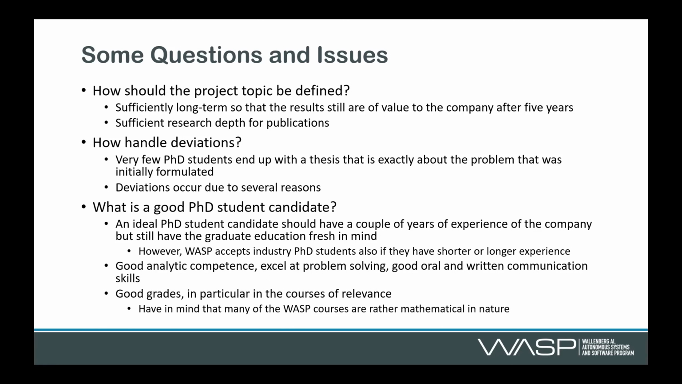What is then a good PhD student candidate? Well, as I said before, an ideal candidate should have a couple of years of experience of the company, but still have the graduate education, the master, fresh in mind. But as I said also, WASP accepts industrial candidates also if they have shorter and also longer experience. That can happen. Ideally, they should have very good analytic competence. They should be good at problem solving. They should be good at communication, both orally and in written form. And they should have good grades. And in particular, in the courses of relevance to the project and of relevance to WASP.